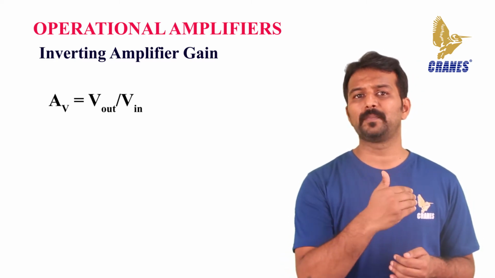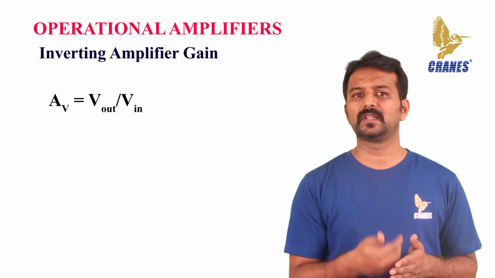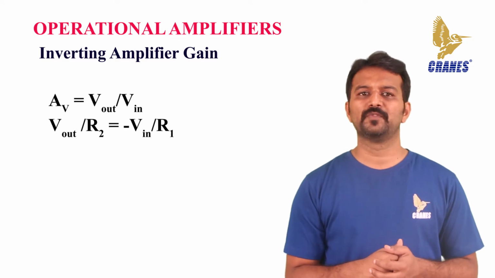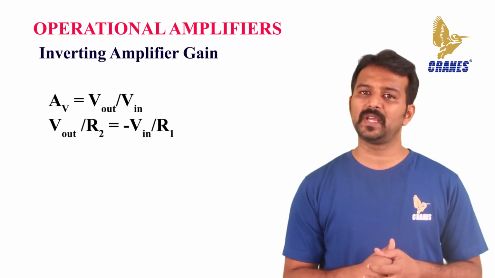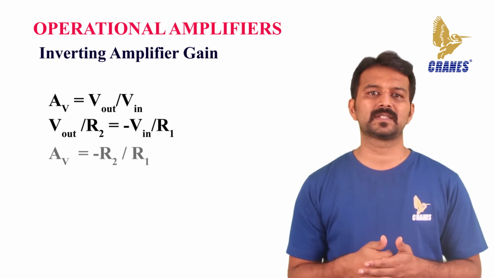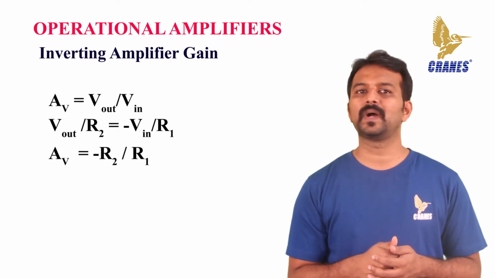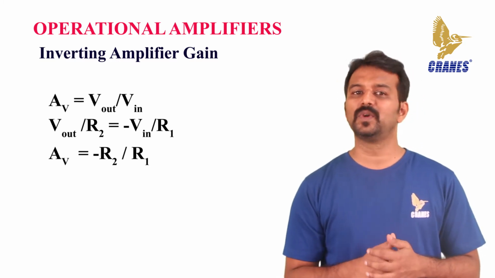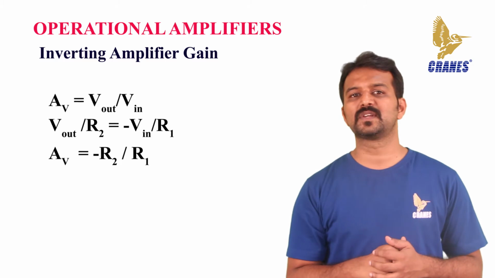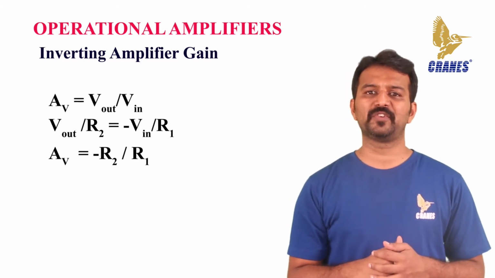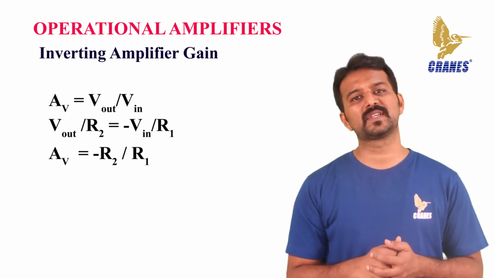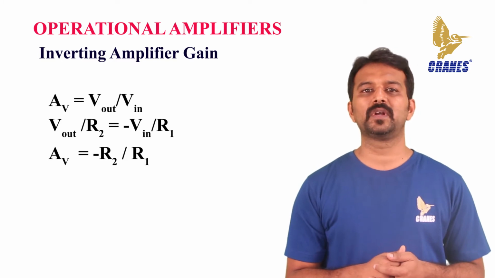It is also easy to determine the equation for the voltage gain. As the input of the op amp draws no current, the current flowing through the resistors R1 and R2 is the same. Using Ohm's law, Vout by R2 will be equal to minus Vin by R1. Hence, the voltage gain of the circuit can be taken as AV equal to minus R2 by R1, where AV is the voltage gain, R2 is the feedback resistor value, and R1 is the input resistor value. As an example, an amplifier requiring a gain of 10 could be built by making R2 47 kilo ohms and R1 4.7 kilo ohms.